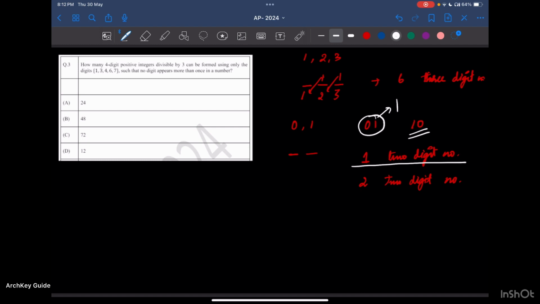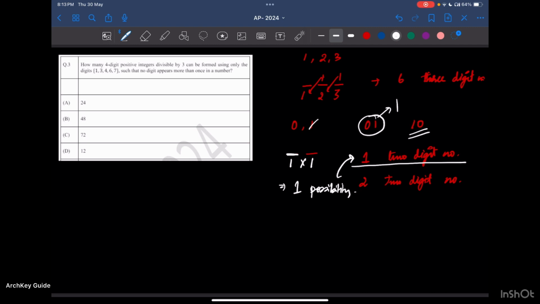So what we learn from this is that when we have 0 in the number set, 0 can never be at this position, which leaves us with only one option. So we have only one option to fill here. Now, if I have filled one, how many options am I left with? One. Hence, one possibility.